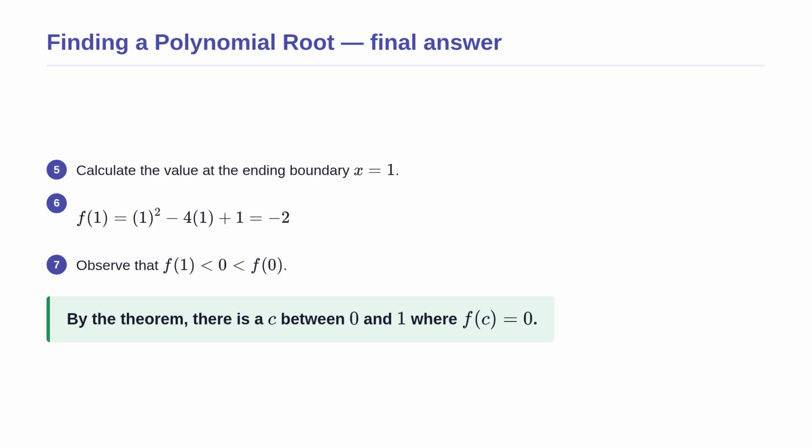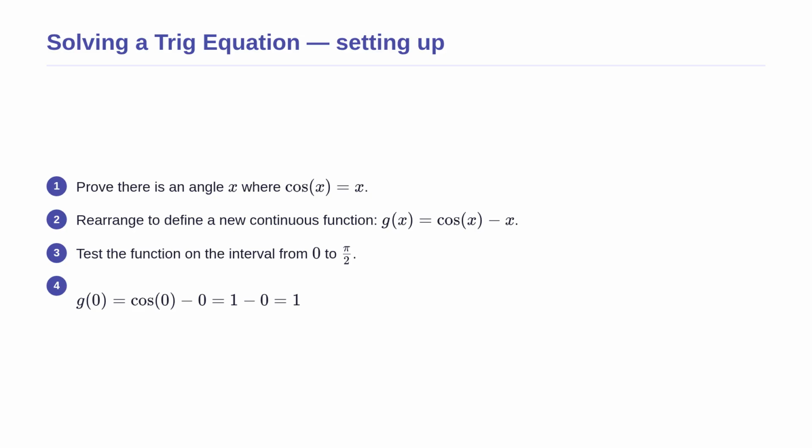Let us look at a second example, this time involving trigonometry, where standard algebra cannot isolate the variable. We want to prove there is a specific angle where its cosine is exactly equal to the angle itself. To use our theorem, we first rearrange the equation by moving everything to one side, leaving a 0 on the other. This creates a brand new continuous function, which we will call g of x.